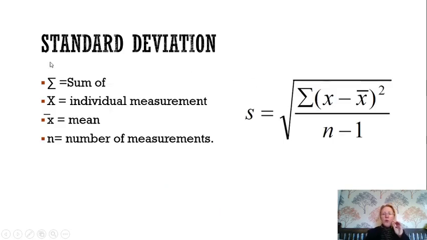So just thinking about what each of these symbols mean to make sense of the equation. This symbol here, that is the sum of, so it's when we add things together. X in this instance represents the individual measurement, and X bar, the X with a little bar on the top, is the mean, and N is the number of measurements or data points.